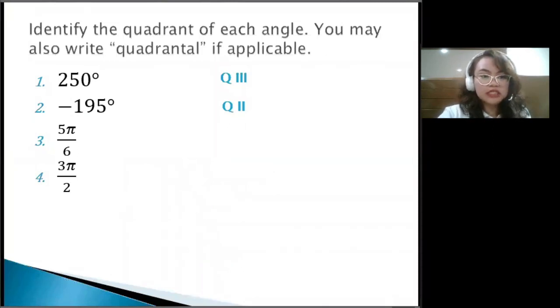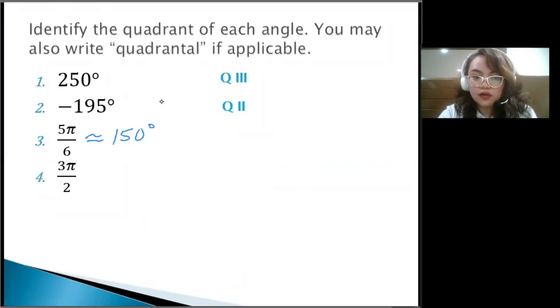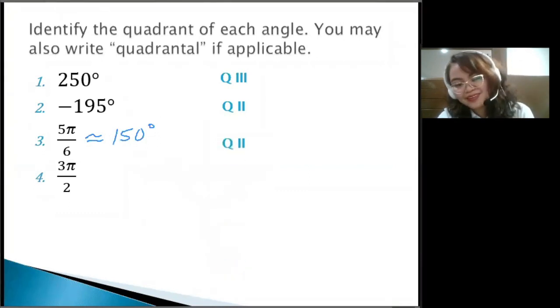Susunod, 5 pi over 6. If we have 5 pi over 6, this is in degrees. What would this measure be? 150 degrees. Tama? And this is in quadrant 2. Very good. Quadrant 2. Last one.